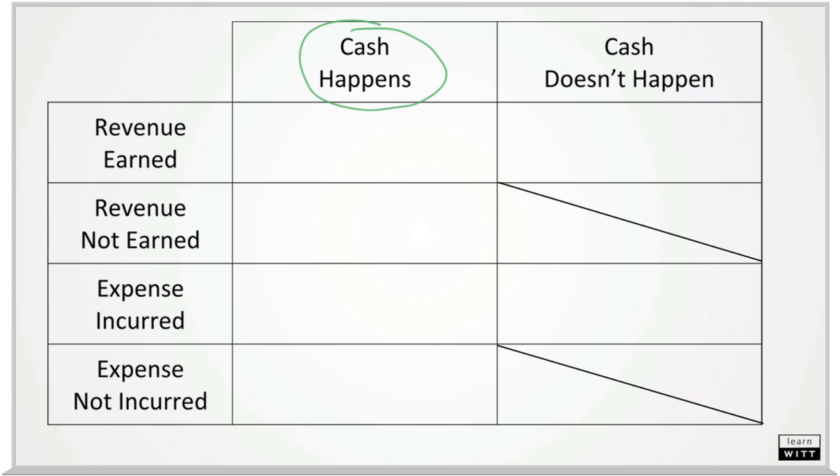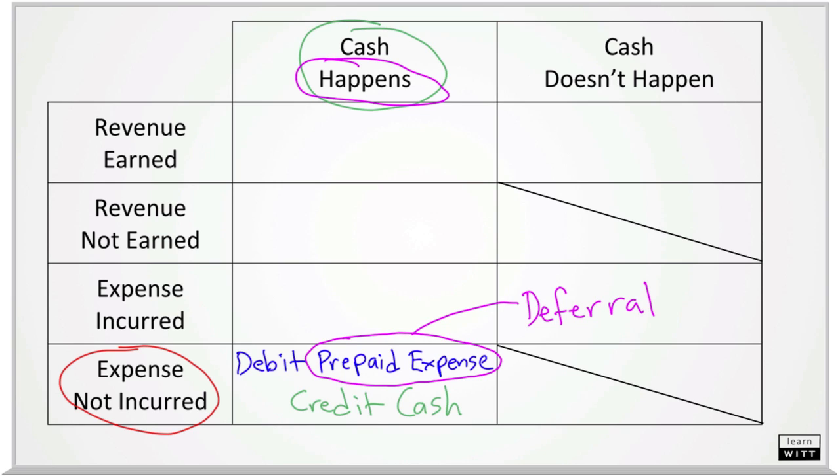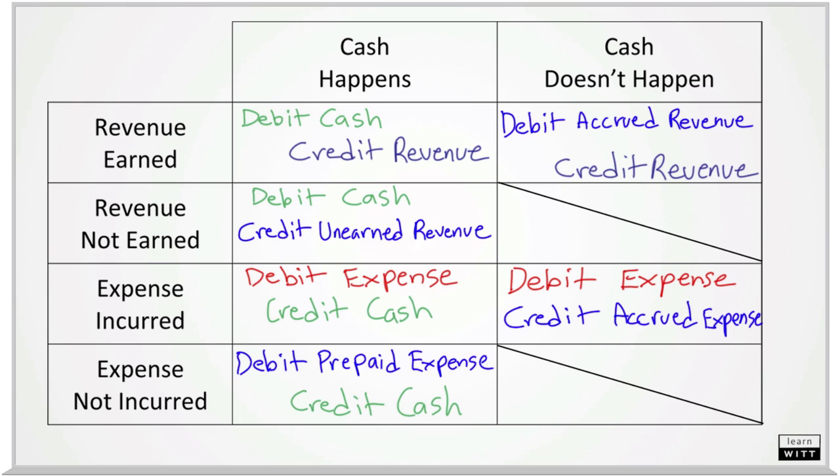If cash is paid for an expense, but the expense has not actually been incurred yet, we know there will be a credit to cash, but what is the debit? You debit a deferral account, such as prepaid expense. Prepaid expense is a deferral account because cash has been spent, but the corresponding expense has not yet been incurred. This deferral account is an asset account. Let this matrix serve as a cheat sheet for understanding the correct type of entry to make when using the accrual basis of accounting.